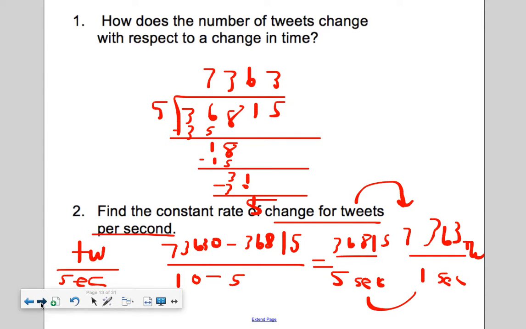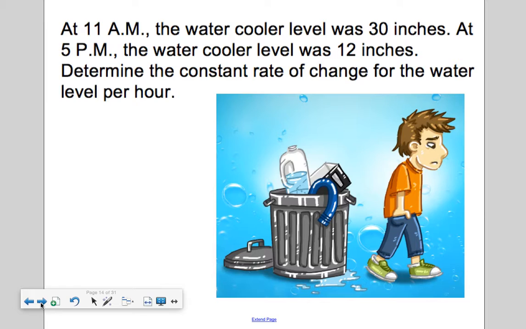At 11 a.m., the water cooler was 30 inches. At 5 p.m., the water cooler was 12 inches. Determine, because it's leaking, the constant rate of change for the water level per hour. So they want you to tell how the water level is changing for every hour. Well, first of all, it was 30 inches, and it's now 12 inches. So 12 minus 30.